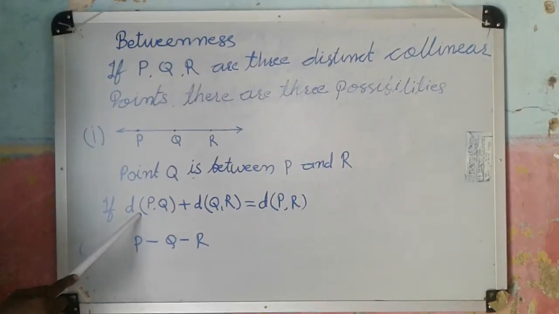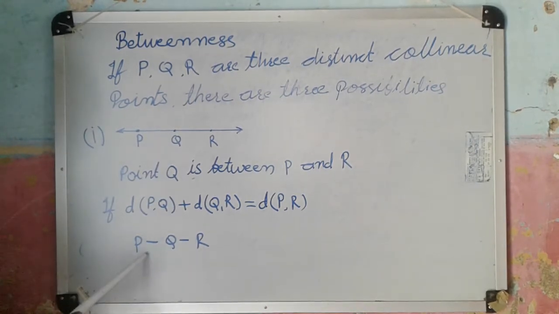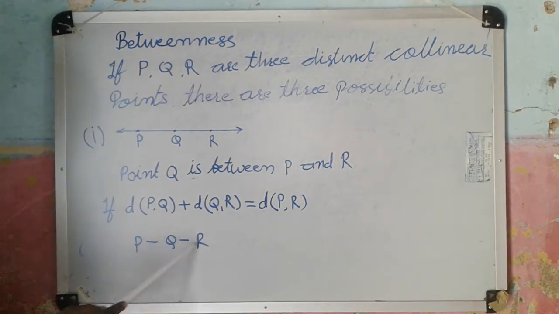And this betweenness can be shown by the symbol P-Q-R. That means point Q is in between point P and R.